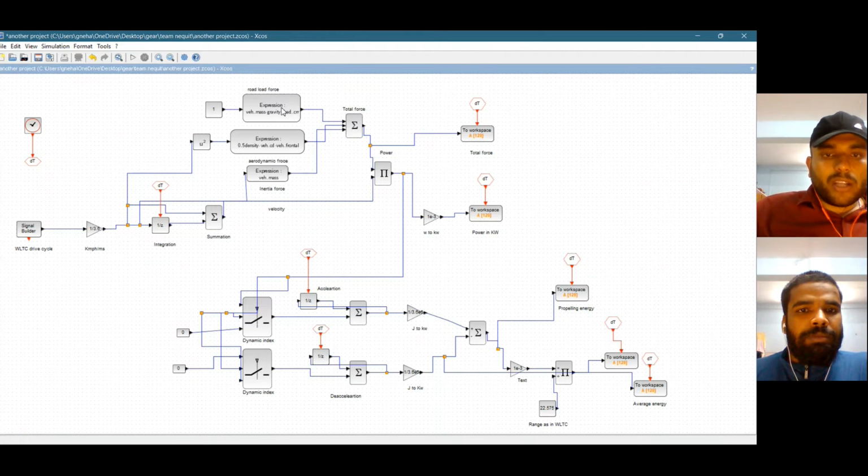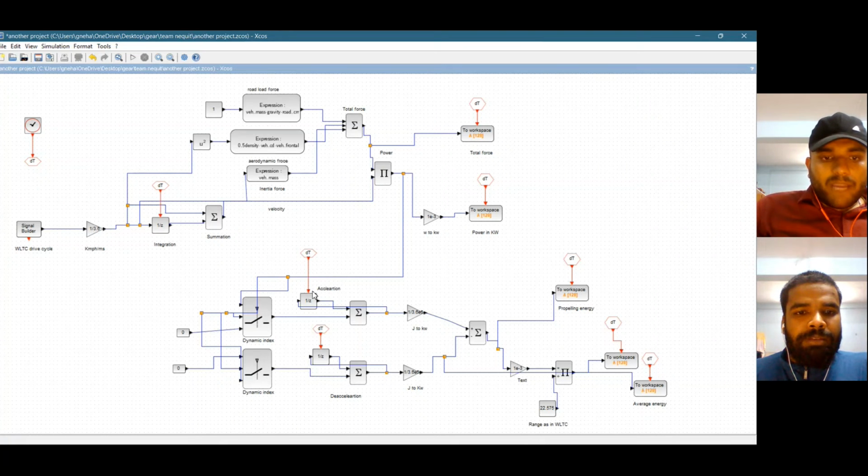Summing up to get the total force, and multiplying it with the velocity from the drive cycle, we can get the power. We convert watts into kilowatts and get the power in kilowatts. At the bottom, you can see that using the same drive cycle, we have the total resistive force acting, and we can also get the acceleration and deceleration.